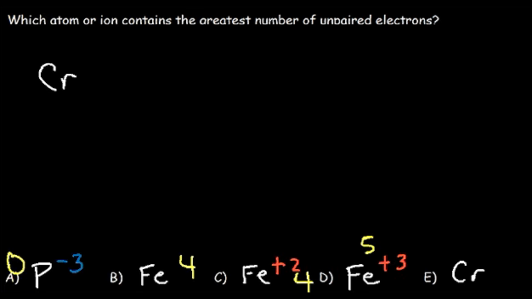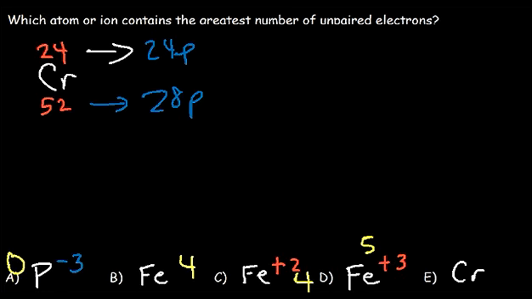Chromium has an atomic number of 24, and it has a mass number of 52. The atomic number tells you the number of protons. So it has 24 protons, and the mass number is the sum of the number of protons and neutrons. So if you do 52 minus 24, that will give you 28. So chromium has 28 neutrons. And it also has 24 electrons. An atom has an equal number of protons and electrons.